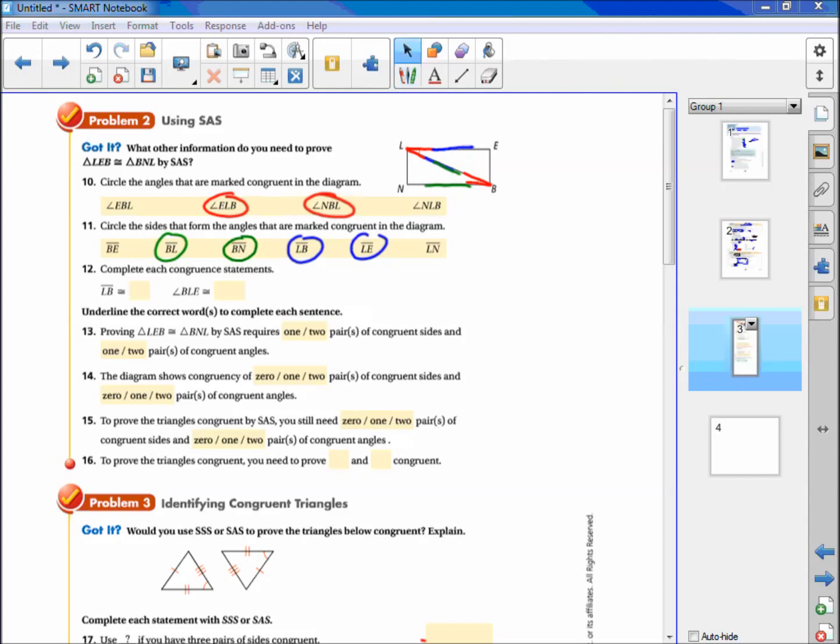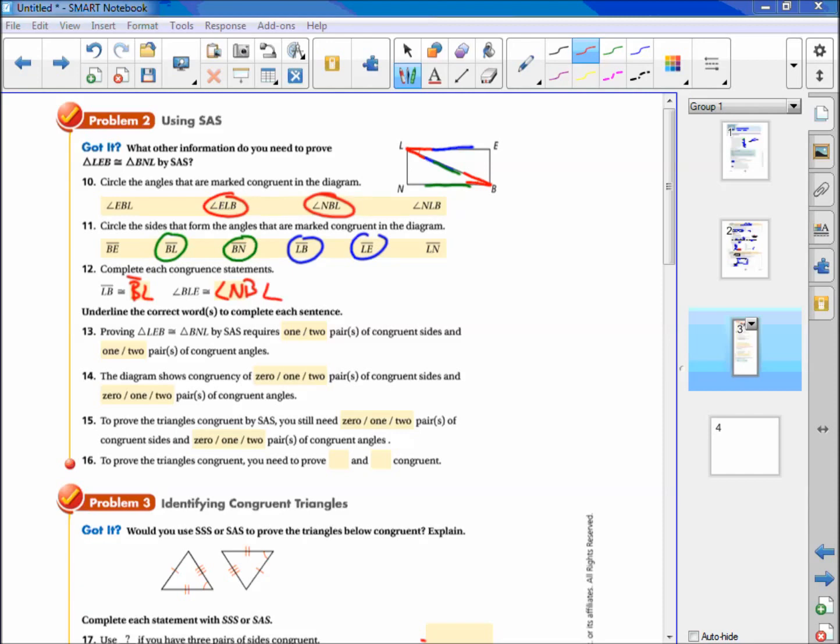Okay, complete each congruent statement. So LB is the same as BL, or LB, doesn't matter. Okay, and BLE is the same as, let's see, so BLE is going to be the same as NBL.